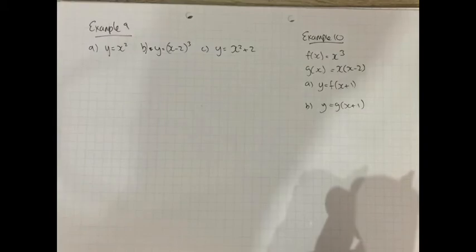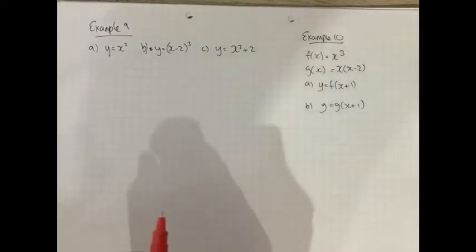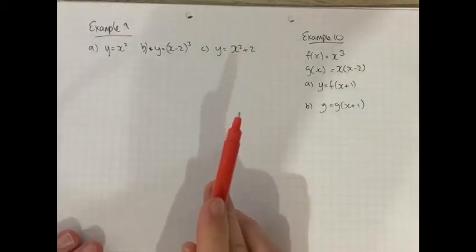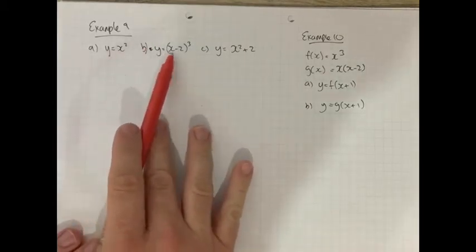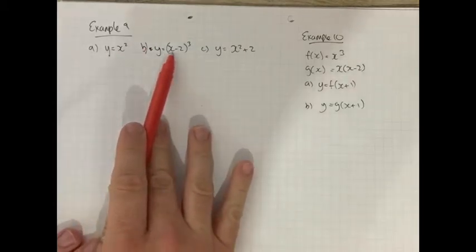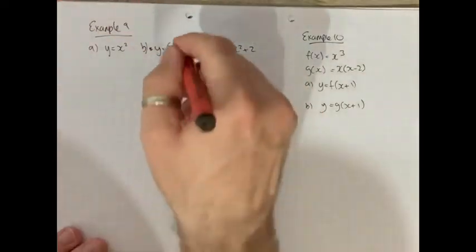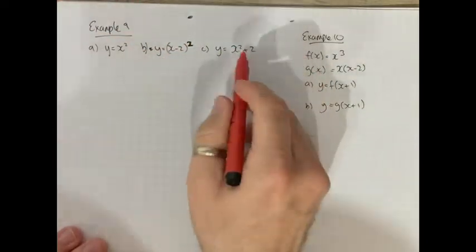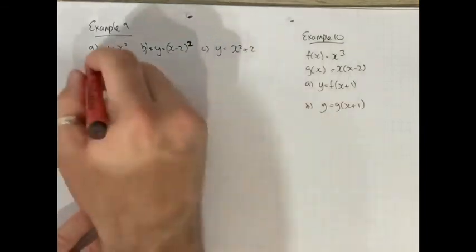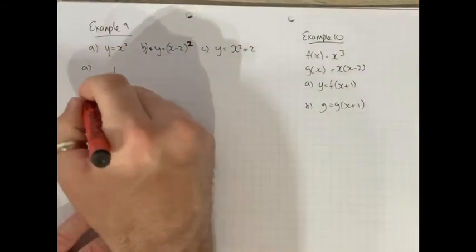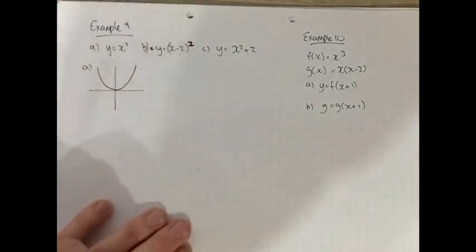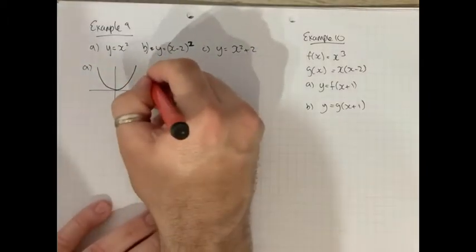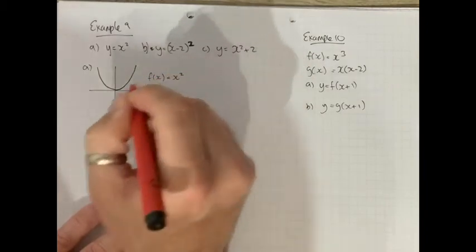So looking at example 9, now this next part of the chapter just deals with translating graphs. We're asked to sketch the graph of y equals x squared, y equals (x minus 2) squared, and y equals x squared plus 2. So let's just start off with a basic, simple quadratic graph, going through the origin. And that's f of x. So f of x is x squared.